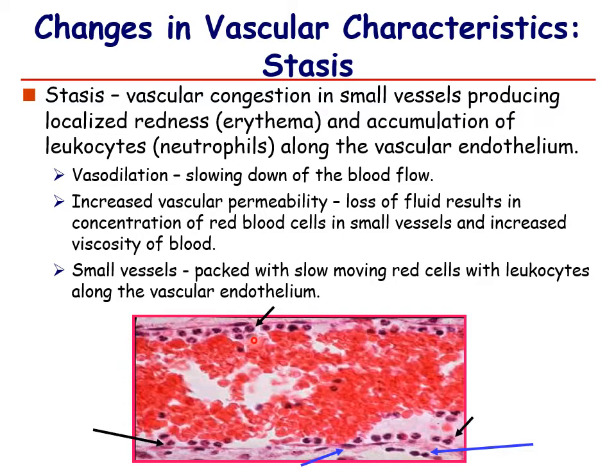You can even see the cell right here at the blue arrow, right together with the vascular endothelium. It is trying to cross the vascular endothelium, and now you see a couple of cells that have crossed the vascular endothelium and are now on the tissue side. So this congestion of red blood cells, pushing the neutrophils or leukocytes along the vascular endothelium, is called stasis.